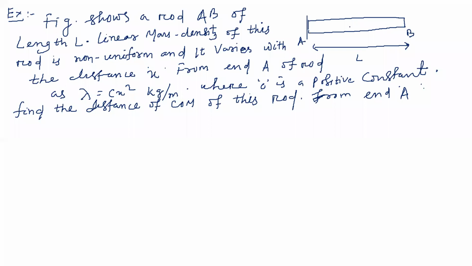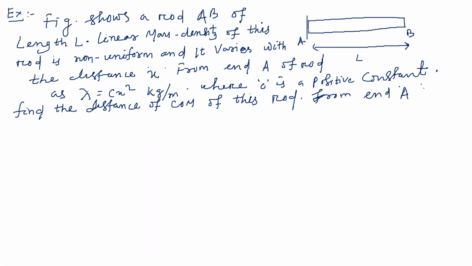Figure shows a rod AB. Students, this is a rod AB whose length is L. Linear mass density, you know how the mass varies with length, that is known as linear mass density, is non-uniform. That means mass is not varying uniformly. It varies with a distance x from end A, meaning the mass varies as I go farther from end A towards B.